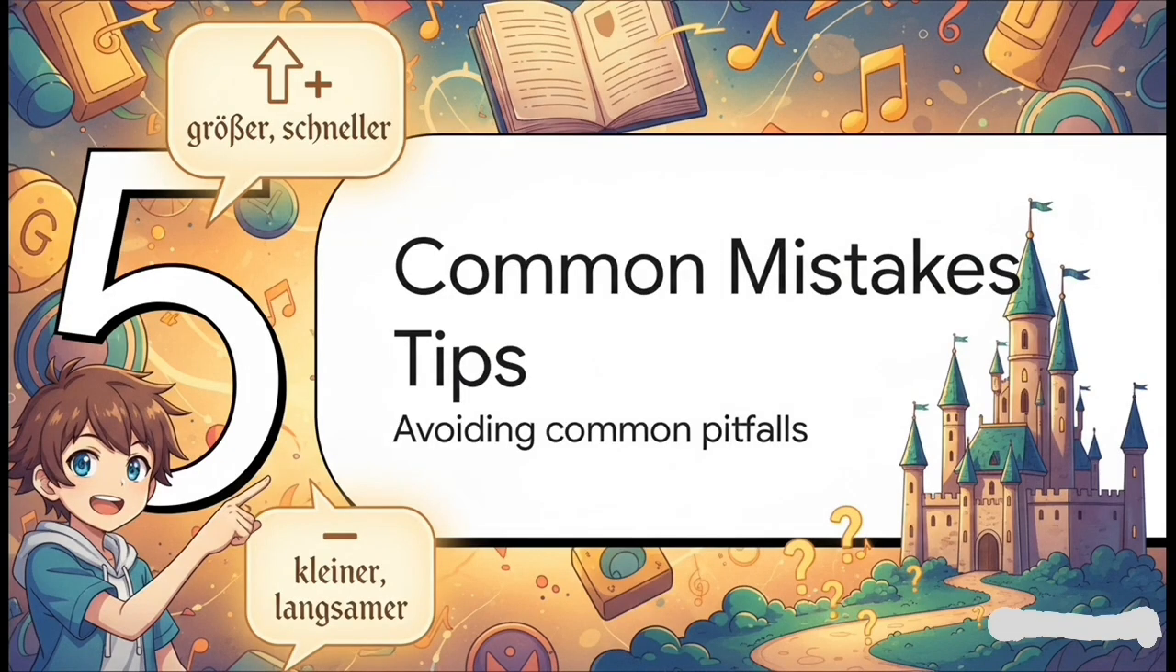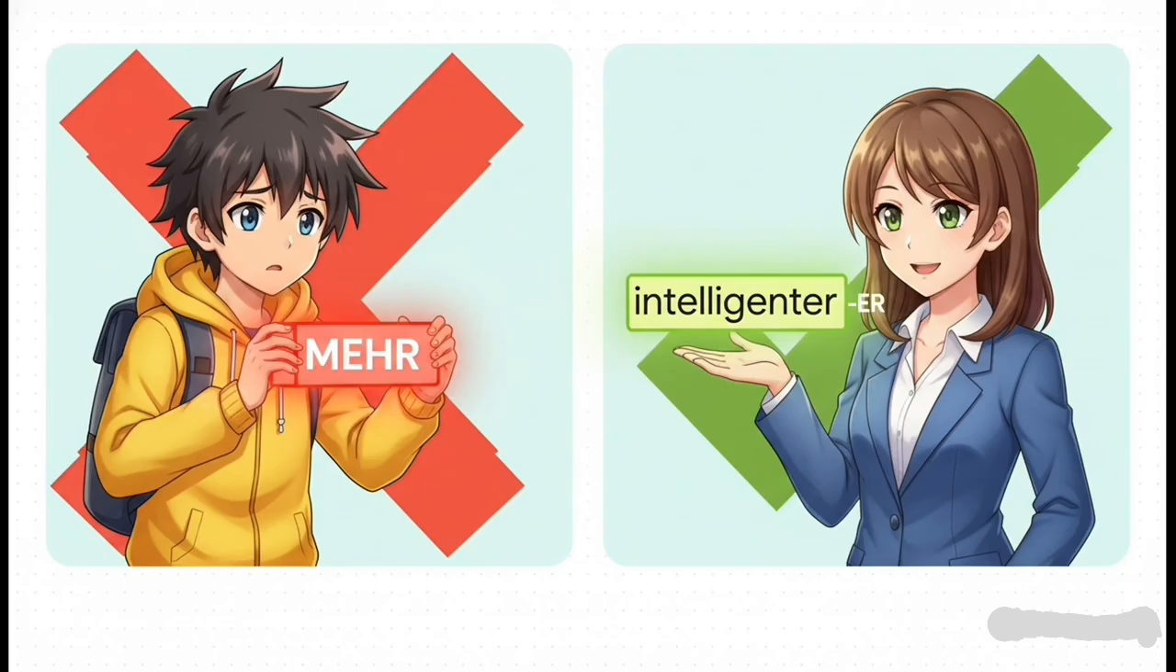All right, we have covered a ton of ground. So now let's zoom in on a couple of really common mistakes that learners make so you can sidestep them right from the get-go. Oh, this is a classic, especially for English speakers. We say more intelligent, right? So it's tempting to use mehr. But in German, you absolutely do not do that with regular adjectives. You just add the -er. So it's simply, ist intelligenter als Sie.